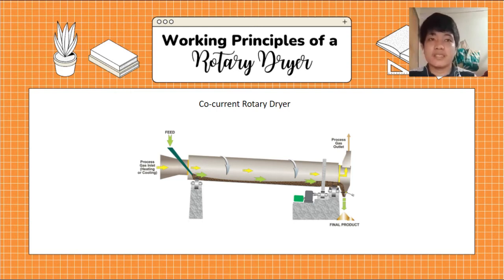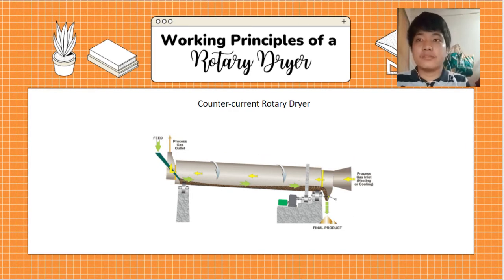The final product is in contact with the gas at its lowest temperature, enabling the moisture content to be readily controlled, usually by maintaining the dryer exhaust gas temperature at the preset value. Here is an example of countercurrent rotary dryers. In countercurrent rotary dryers, the feedstock has an opposite direction of flow to the gas.